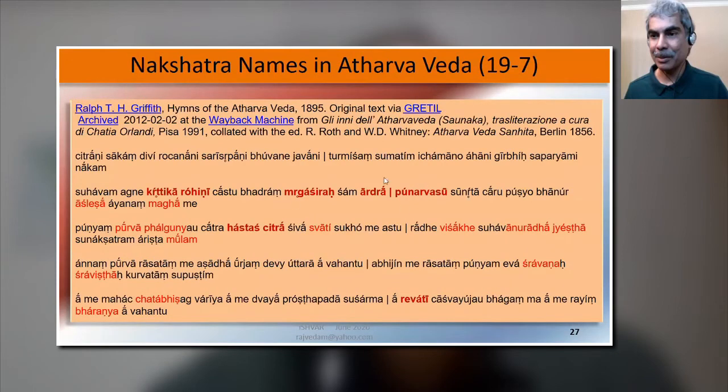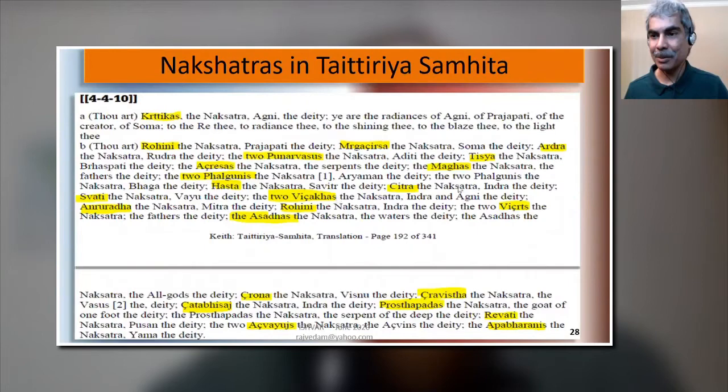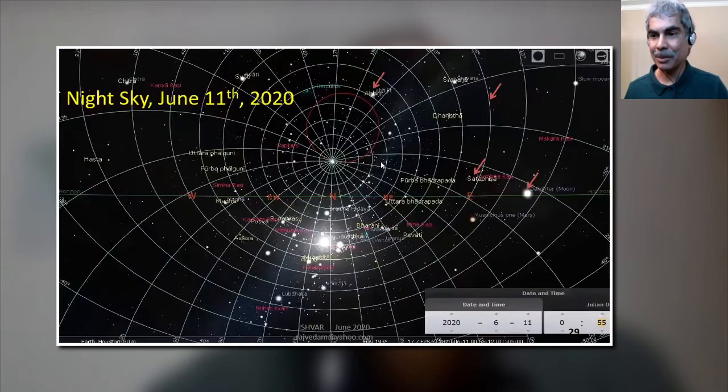One more work, Taittiriya Samhita, in this particular verse, again, we see the fully developed nakshatra model coming here. And this is supposed to be even more ancient than the Atharva Veda. And I apologize for this, June 11th, today is 28th, but this serves as an example.